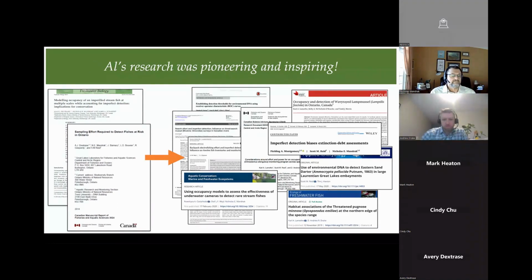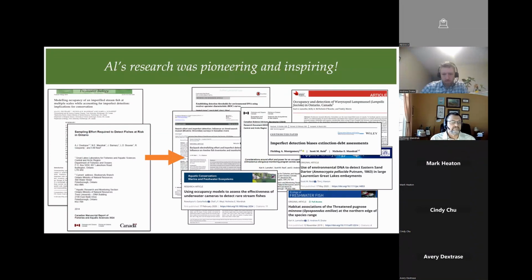Al's research on this was pioneering and it was inspiring. And what I tried to do with this figure, and this is just a subset of those publications that I know of, projects that either I was involved in, other grad students, or other researchers that really were inspired to study the world differently and study Ontario fishes and their monitoring and their habitat associations, their interactions with other species within the context of this occupancy framework. And that really is Al's legacy right there, from my perspective.